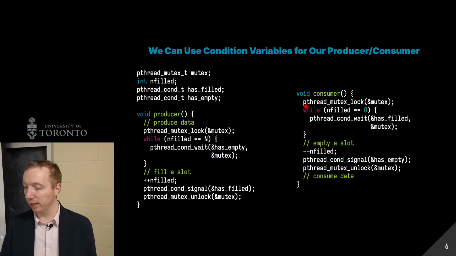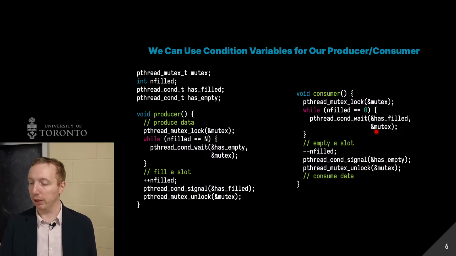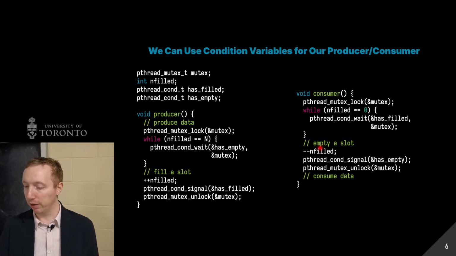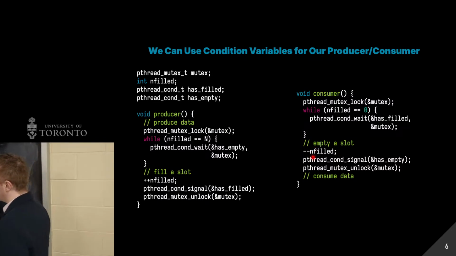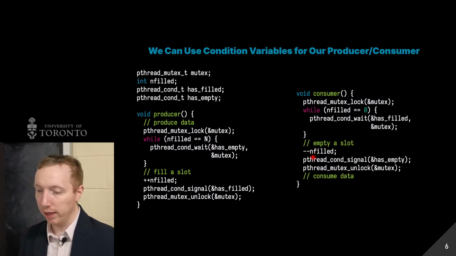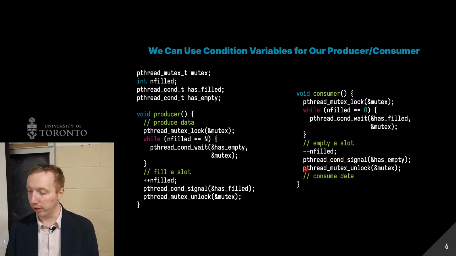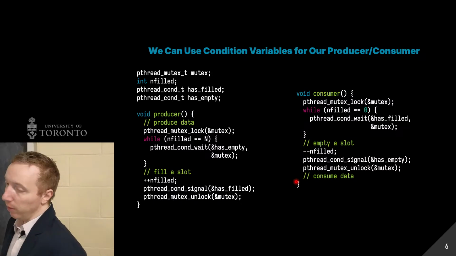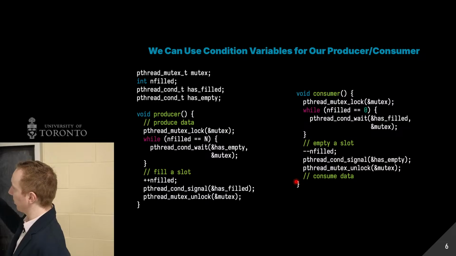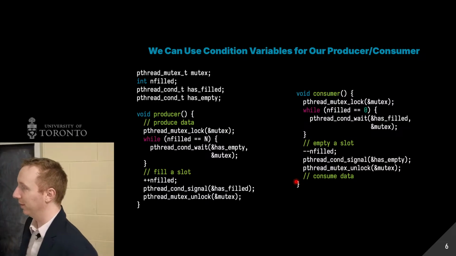And then similarly, in the consumer, lock the mutex, and have a while loop while the number of filled slots is 0. We're waiting for a filled slot. If we break out of that, we have the mutex acquired. We can empty a slot, decrement the number of filled slots, and then signal exactly one thread that is waiting for an empty slot, and then unlock the mutex, consume the data, and so on and so forth. So do we like this better than the semaphore version?